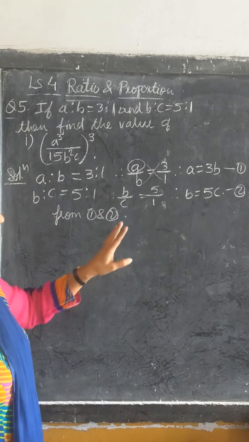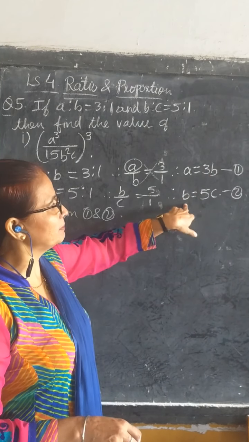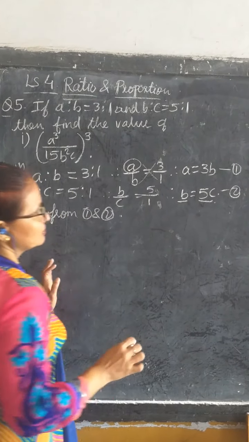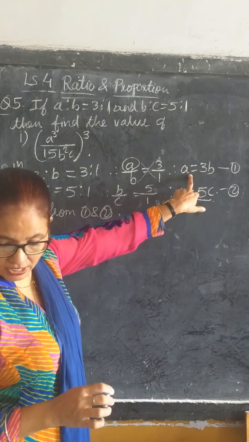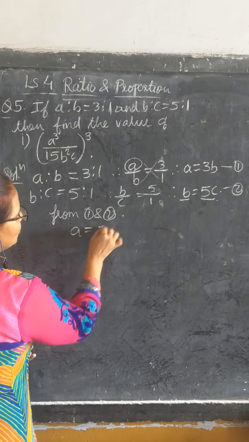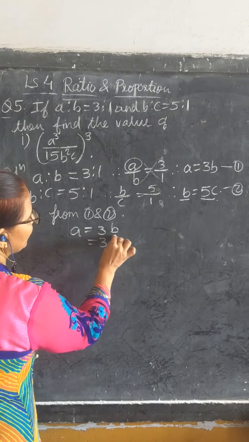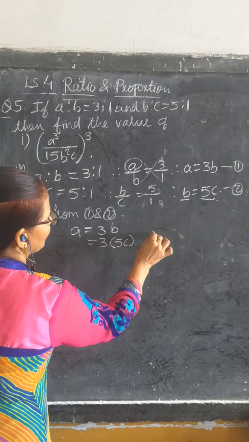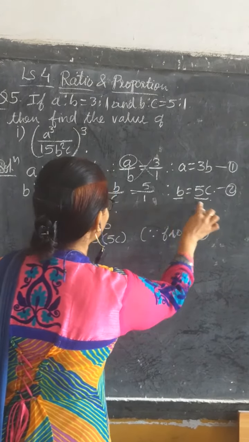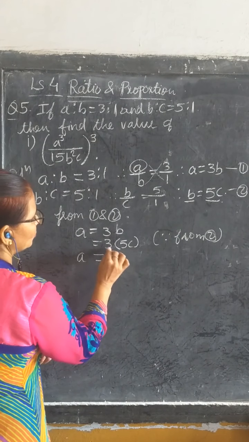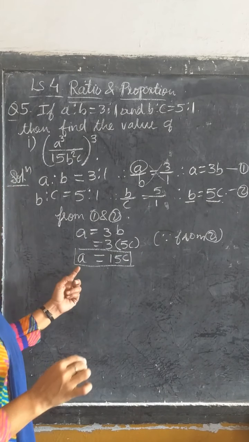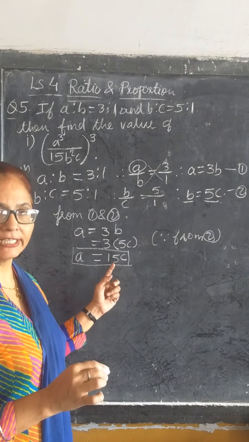So for that what I need to do, as here A is equal to 3B, we got that B is equal to 5C. So from 1 and 2, this value of B is equal to 5C, if I put it here in A, let's see what I am getting. So from 1 and 2, you see here A is equal to 3B. Now in place of B, what can I write? 5C. From 2, you can see B is equal to 5C we have. So A is equal to 3 fives are 15C. So children, now you can see the value of A you got in terms of C, that is 15C.